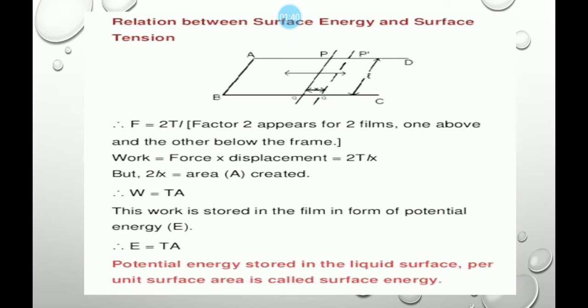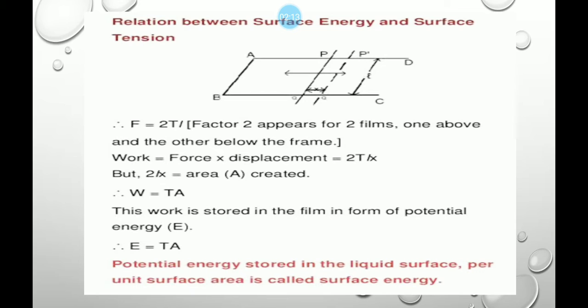At first, in this diagram, we have to consider ABCD, a rectangular frame of wire fitted with a movable arm PQ. The frame held in horizontal position is dipped into soap solution and taken out so that a soap film APQB is formed. See carefully in the diagram, APQB is the film.